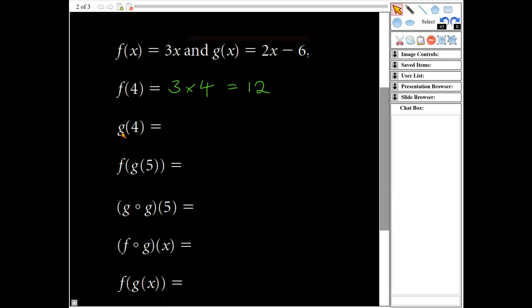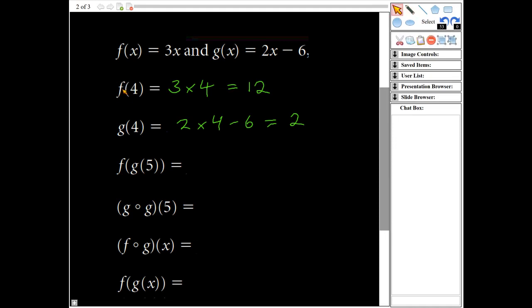Similarly, if I look at this one, this means do function g, but also with the value of 4. So I take my 4, and instead of putting it into f, I put it into g, and I just replace the x with 4, and I work this one out. So it's going to be 2 times 4, and then take away 6. 2 times 4 is going to be 8, take away 6 is going to be 2. So that's how I'd work this out.